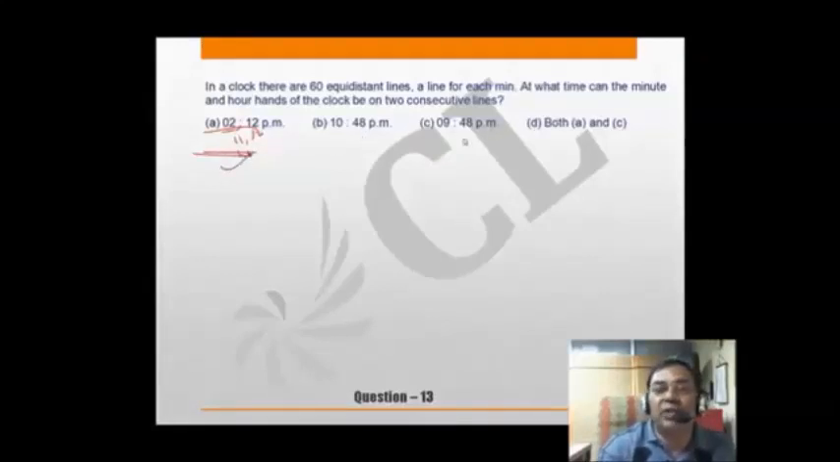But both A and C, so I'll just check it, 9. So hour hand 48. So 45 plus 4, hour hand will be at 49. This is 48. This is a gap of 1. So the answer is both A and C. Clock I know very well, so I think I was very quick for you people.